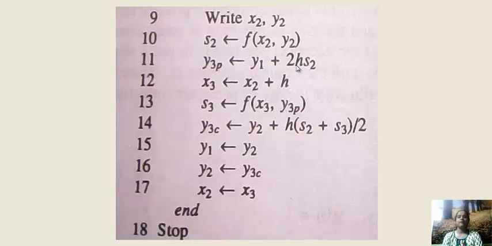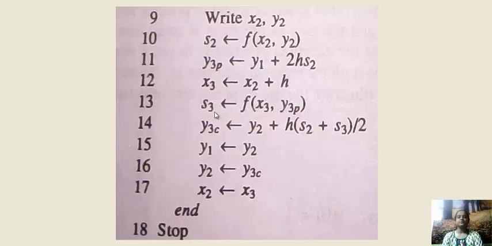we will now compute y3 predicted. y3 predicted is y1 plus 2h s2. s2 is f of x2, y2. As we know, s2 is the function value at the corresponding point, that is x2 and y2. So y3 predicted will be what? y3 predicted is y1 plus 2h s2. Again we will increment x, that is x3 now contains x2 plus h.